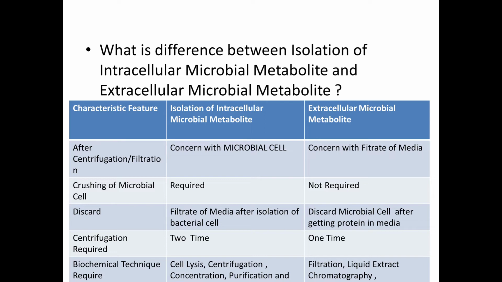We do the production of insulin from E. coli bacteria in case of intracellular microbial metabolites. But in case of extracellular metabolites, we produce penicillin. It is an antibiotic produced from Penicillium chrysogenum or Penicillium notatum.